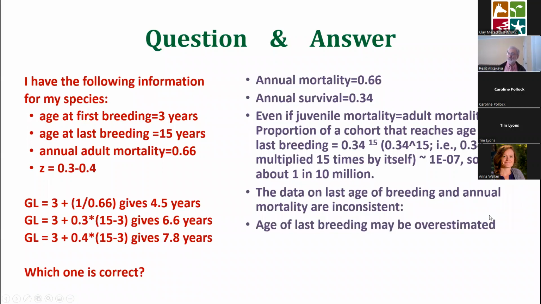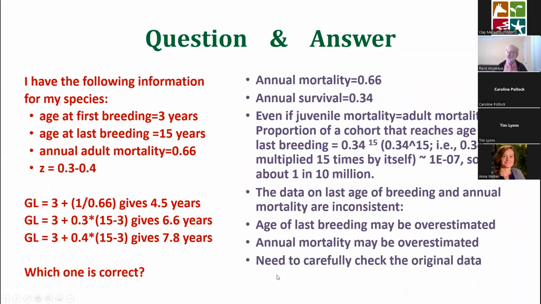So more likely is that there is some inconsistency. So either the age of last breeding is overestimated. For instance, it may be based on individuals in captivity, or there may be a mistake in estimation, or annual mortality may be overestimated. It's possible that mortality is much lower and survival is much higher, and we underestimated survival because the data are wrong, or because the data did not take into account what proportion of banded individuals travel outside the study area, that sort of thing. There are lots of reasons why that might be the case. But the important thing is that we need to carefully check the original data, that one or the other of these 2 pieces of information is likely wrong, and we need to decide which one we trust more, and then we decide which number to use, either 4 to 5 years or 7 to 8 years, based on that information.